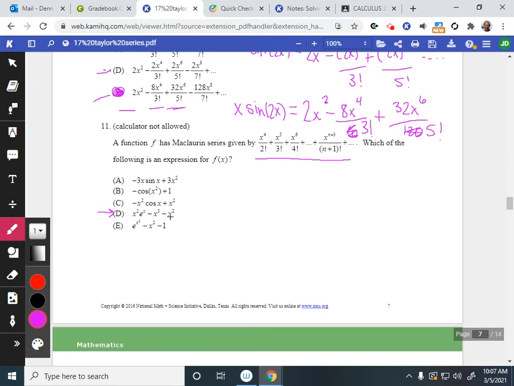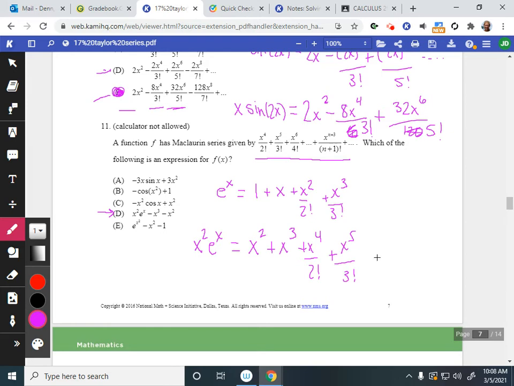But let's see. So let me start by just figuring out what this series would be. So e to the x is all of my terms, all addition, all positive, no evens or odds, just everything. So there's e to the x. Okay, so what's x squared e to the x? Well, that's going to be, this isn't substitution, this is multiplying. So I'm multiplying everything by x squared. So this is x squared, this is x to the third, this is x to the fourth over 2 factorial, this is x to the fifth over 3 factorial.